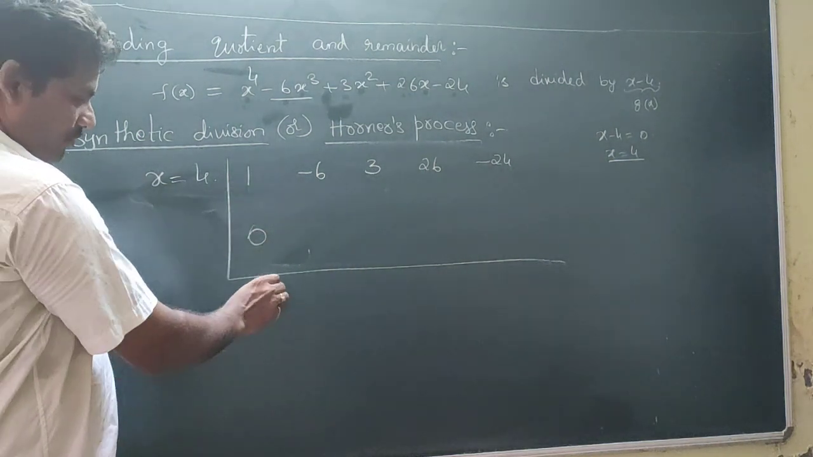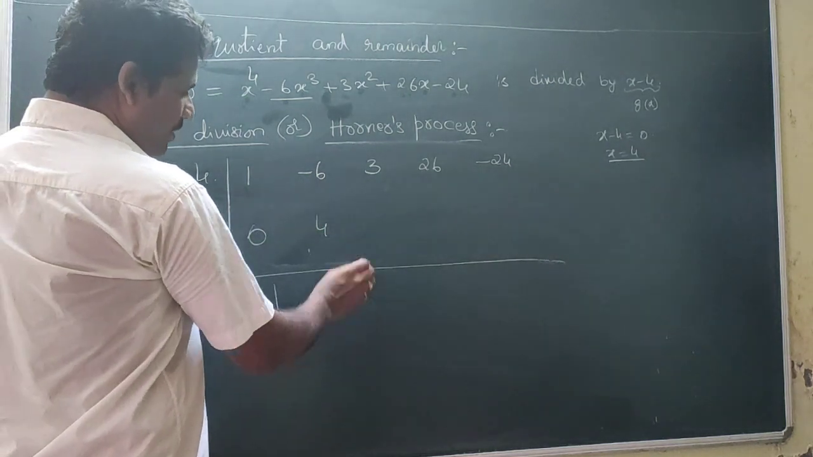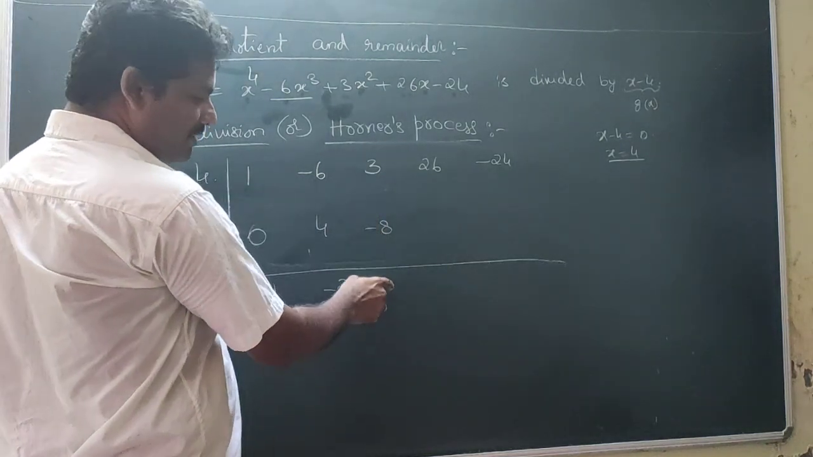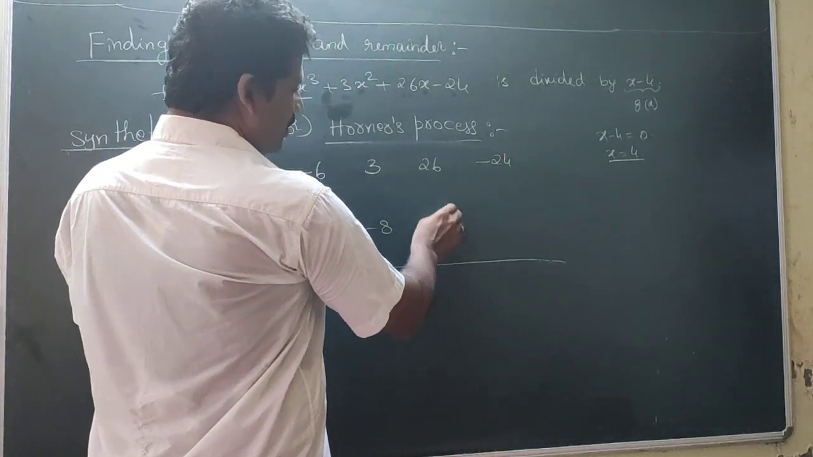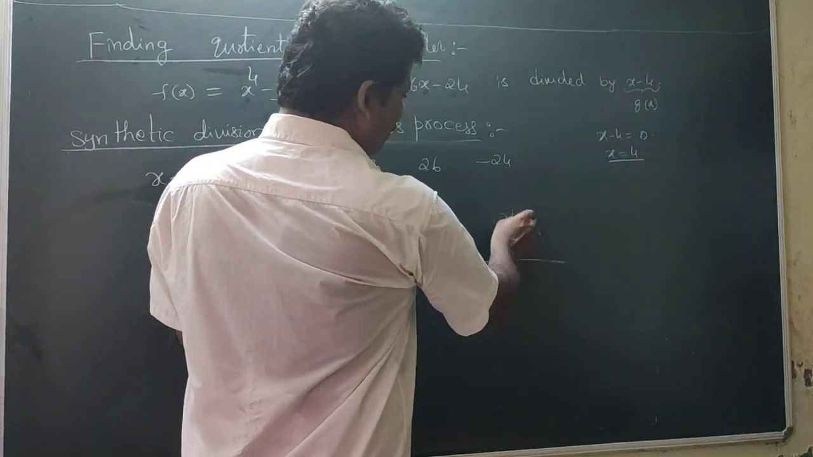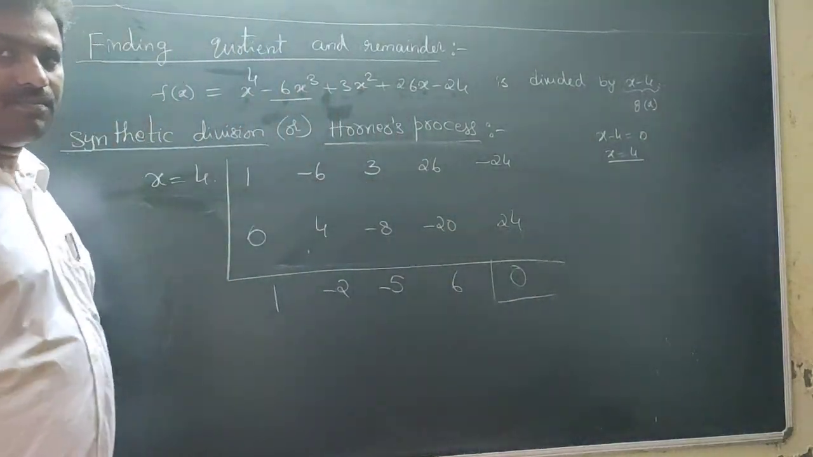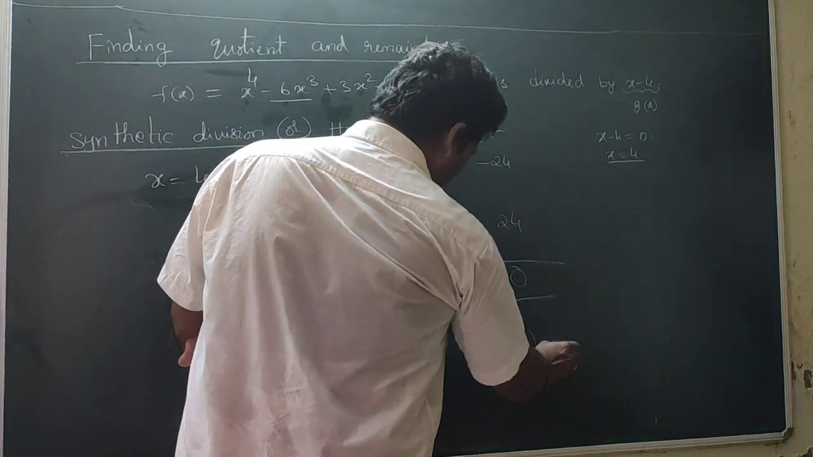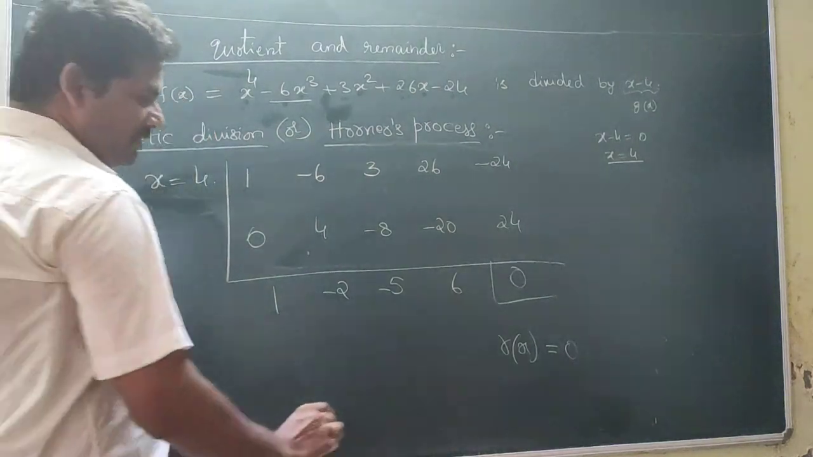1 plus 0, 1. 1 into 4, 4. Minus 6 plus 4, minus 2. Minus 2 into 4, minus 8. 3 minus 8, minus 5. Minus 5 into 4, minus 20. 26 minus 20, 6. 6 into 4, 24. Minus 24 plus 24, 0. The last one is the remainder. R of x equal to 0. The remainder is 0 means x minus 4 is a factor of f of x.